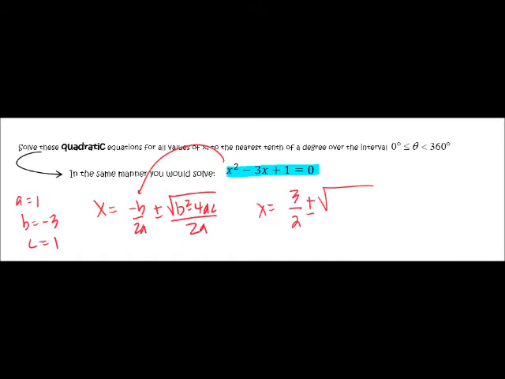of b squared. Please, please, please, square negative 3 in your head. Negative 3 squared is positive 9 minus 4 times a, which is 1, times c, which is 1. And that also is over 2 times 1, or 2. So x equals 3 over 2 plus or minus the square root of 5 over 2. Here is the answer to this quadratic. We're going to solve the quadratic trig equations below in the same exact way.